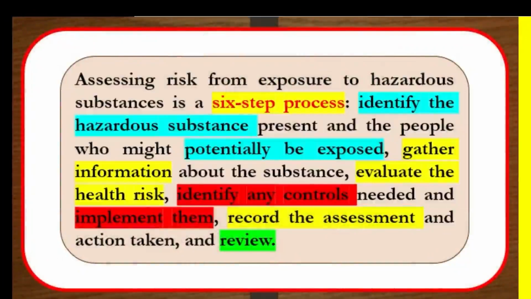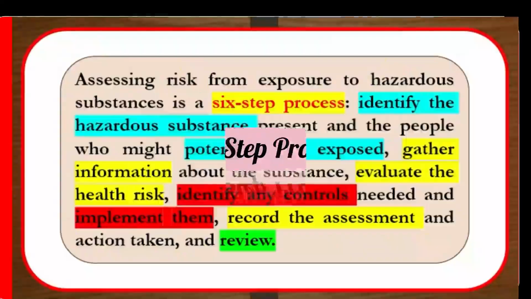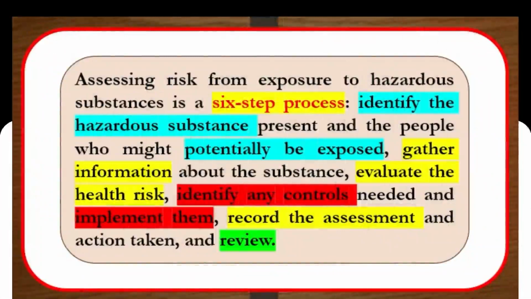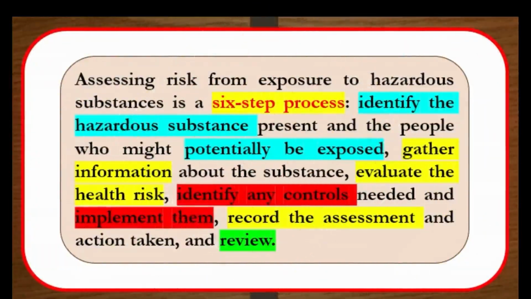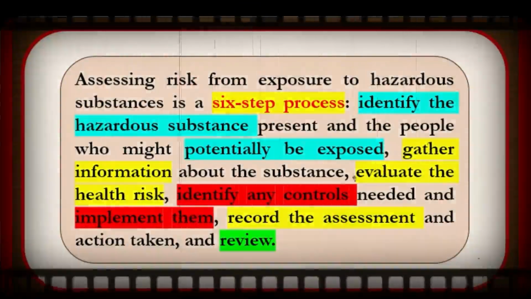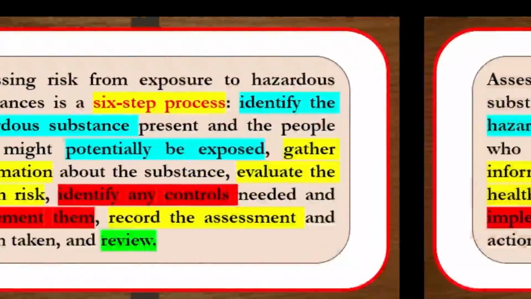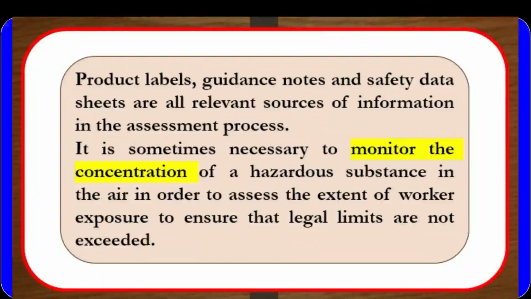Dear friends and fellows, assessing risk from exposure to hazardous substances is a 6-step process. Identify the hazardous substance present and the people who might potentially be exposed. Gather information about the substance. Evaluate the health risk. Identify any controls needed and implement them. Record the assessment and action taken. And finally, review. What can you do then?